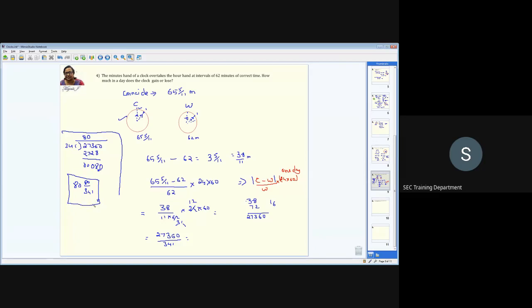Any doubt in this? How to divide this? 80, it will not be 8, because if this 0 is not there, we can say 8 is the balance. Because the 0, I'm bringing that down, but still it is not divisible. So this becomes a remainder. Remainder divided by the divisor here. Okay.